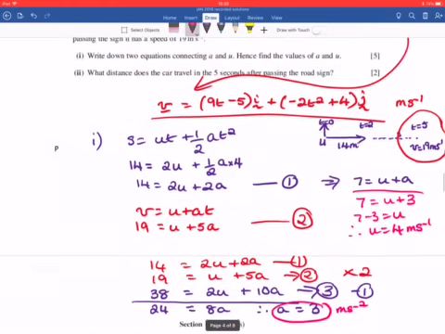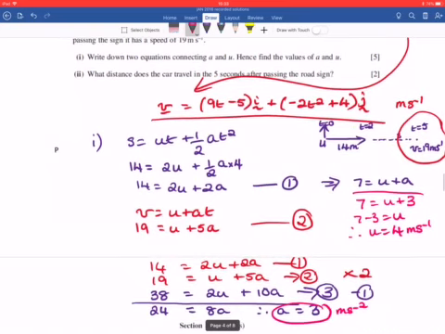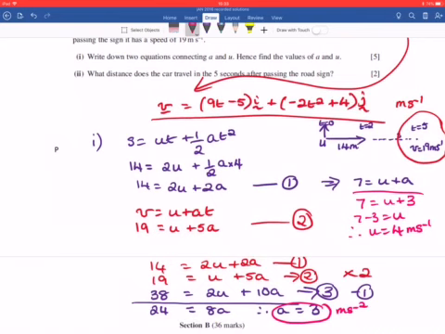Okay, have we finished the question? Right, so that's part 1. Write down 2 equations connecting a and u. Part 2: what distance does the car travel in the 5 seconds after passing the road sign? Okay, so we can just put those values in now.